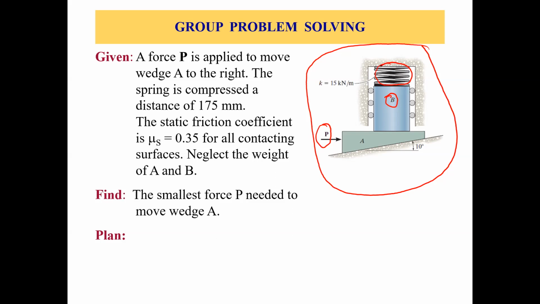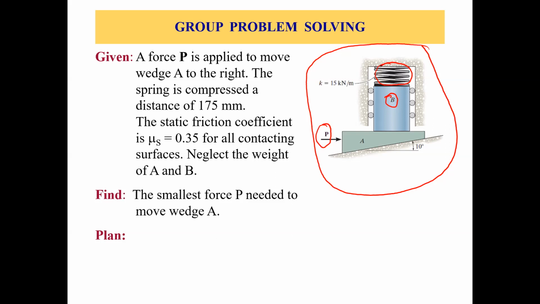A force P is applied to move wedge A to the right. The spring is compressed a distance of 175 millimeters. The static friction coefficient is mu s equals 0.35 for all contacting surfaces. Neglect the weight of A and B, so we don't need to consider the weights of wedge A and block B. We need to find the smallest force P needed to move wedge A. So let's visualize this system.